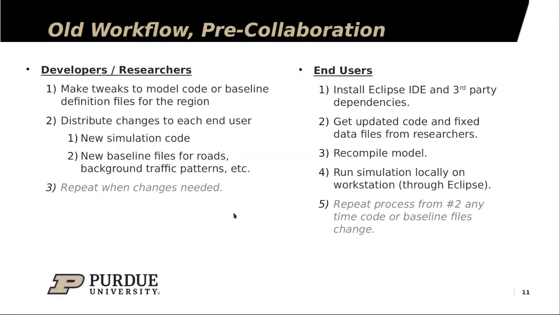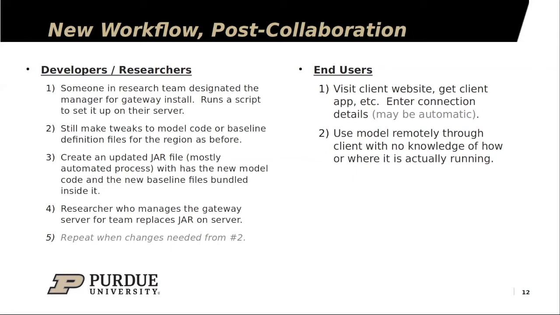So before we started, their method was that anytime they had to make a change to the simulation, they would have to go through the whole process of developing it and then distributing the actual code to each user. Each user would have to start up Eclipse, update their code, update their project files, recompile, and run it through the IDE. And after we went through this process, now the team can make their changes as before, but they just package it into a jar, update the jar on the server, and then the user just connects and uses it, and they don't have to worry about where it is or how it's running. There's nothing for them to manage.